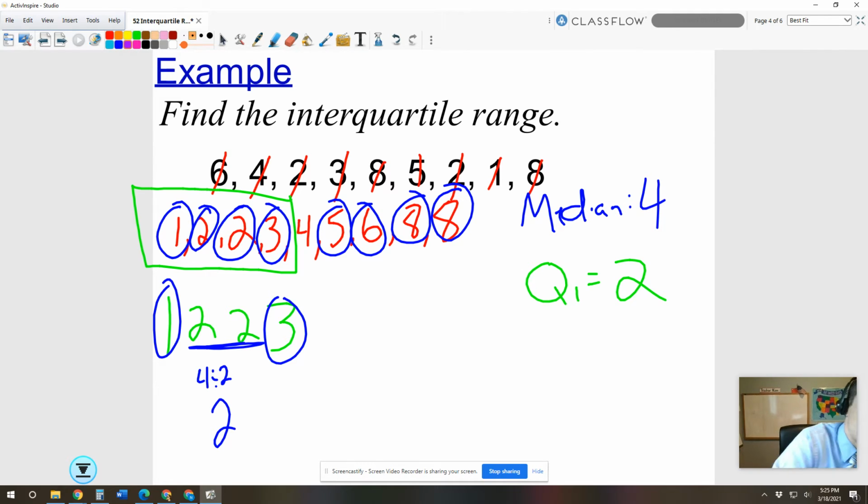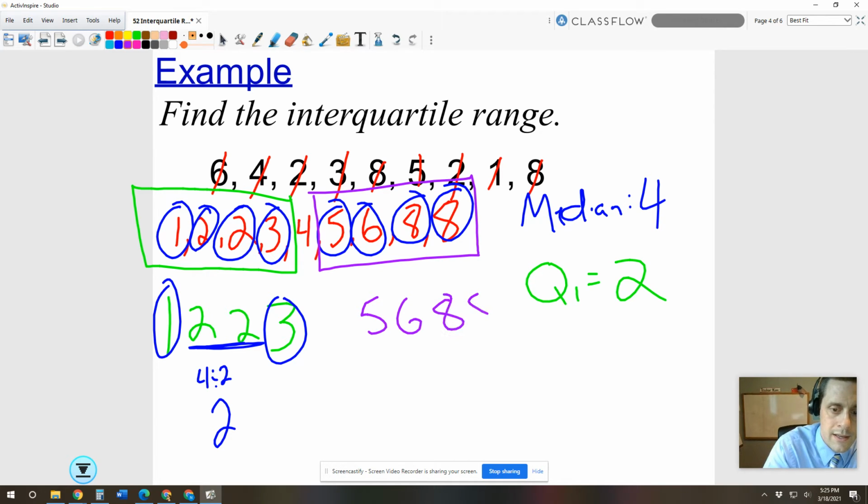My next step is to calculate Q3. To do that, I'm going to take all data points that are above the median. We said the median of the set was 4, so I'm taking all the numbers above 4, in this case 5, 6, 8, and 8. And of course, I want to find the median of those.